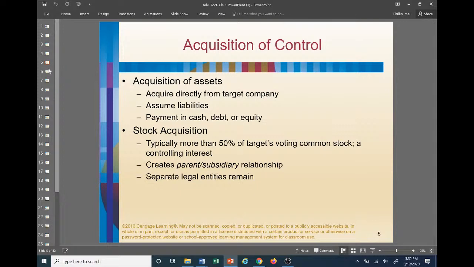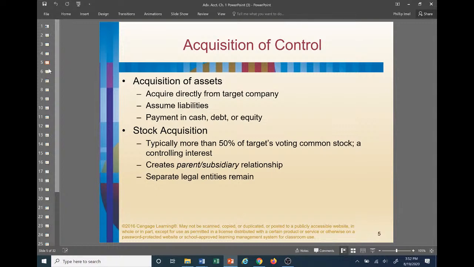Stock acquisition is done where you usually purchase more than 50% of the target's voting common stock, which gives you the controlling interest. This creates a parent-subsidiary relationship. Okay, separate legal entities remain.